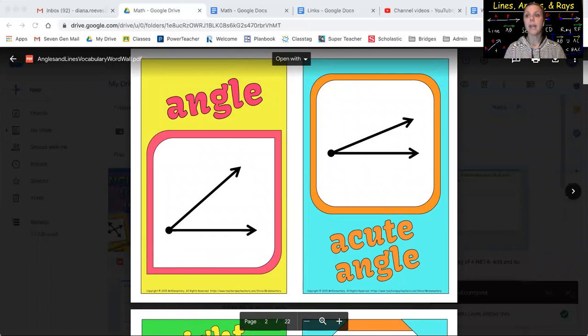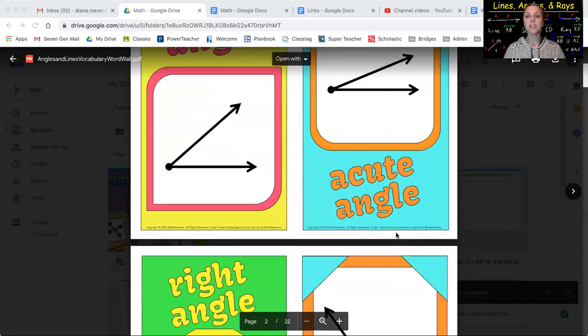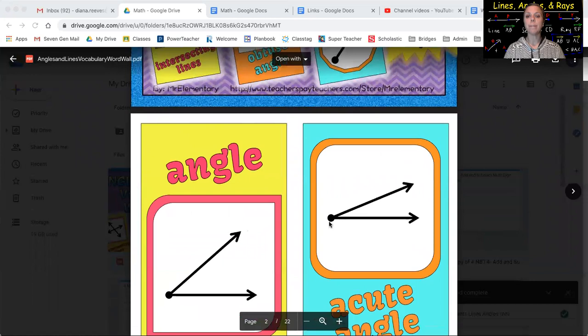Now, if we hop up here, you will see that an angle is made up of two rays. So an angle has a vertex that is shared right here, and then it is two rays sharing a vertex. So that is the definition of an angle. Then we will go into different kinds of angles. So we have an acute angle, we have an obtuse angle, and that just goes into what they measure as far as degrees.